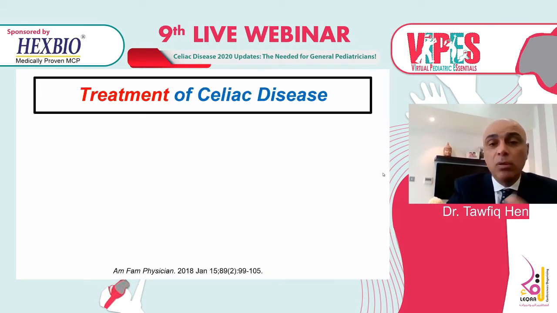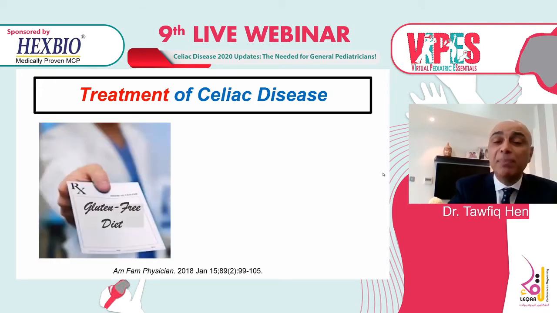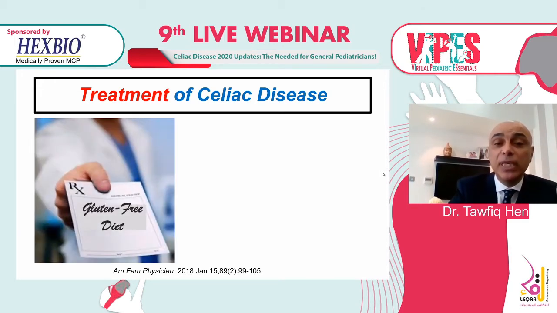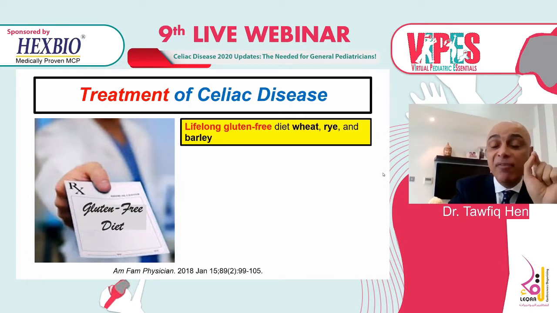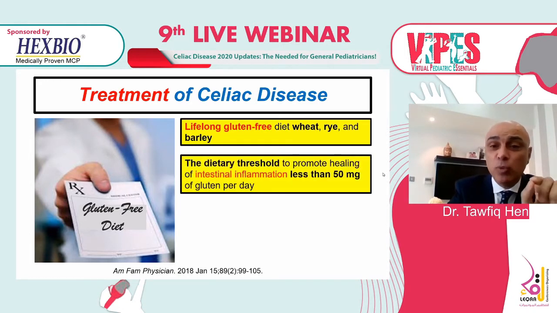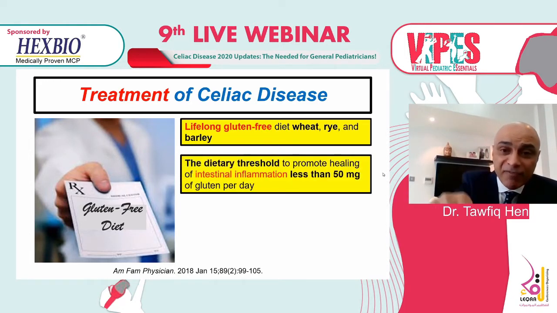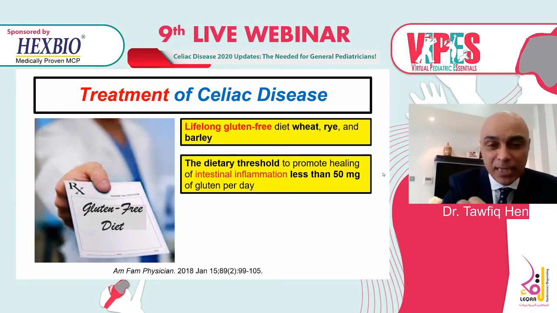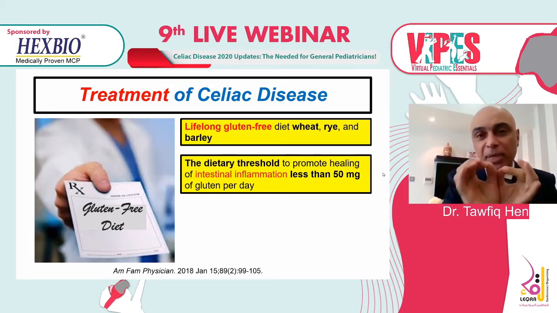So we come to our treatment. We diagnose celiac disease, we are happy, so we come to our treatment. What is the treatment? We give them a prescription and it's written gluten-free diet, and it is lifelong. No wheat, no rye, no barley, even contamination. The dietary threshold to promote healing of the intestinal inflammation should be less than 50 grams of gluten per day. Even some sources said less than 10 milligrams. So we have to read our labels very carefully.